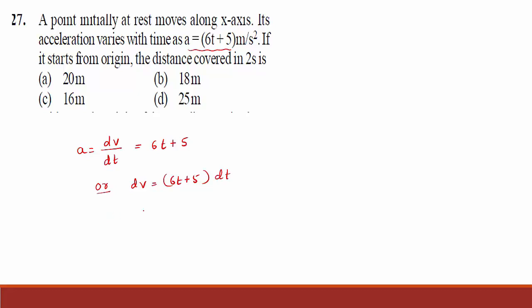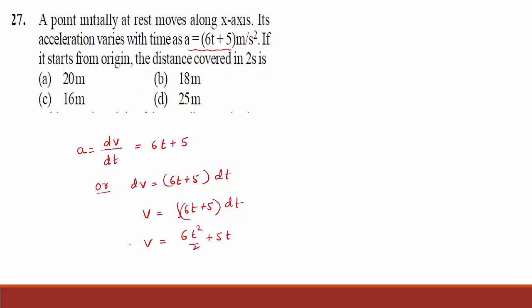Then let us integrate this value, integration of 6t plus 5 into dt. We will get v equal to 6, which is constant, take outside. This will be t square divided by 2 plus 5t. 6t square by 2 plus 5t. So this is the value of velocity.